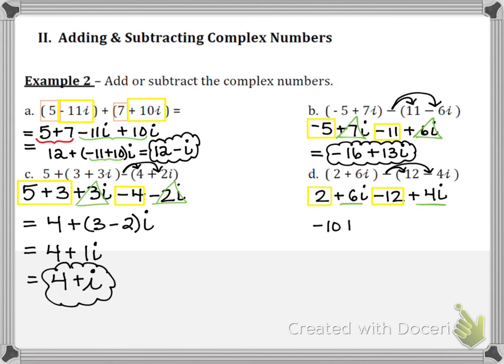So I'm going to start with negative 10, and then I'm going to add 10i, and that's my final answer.